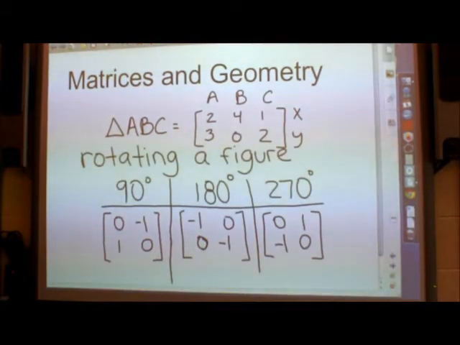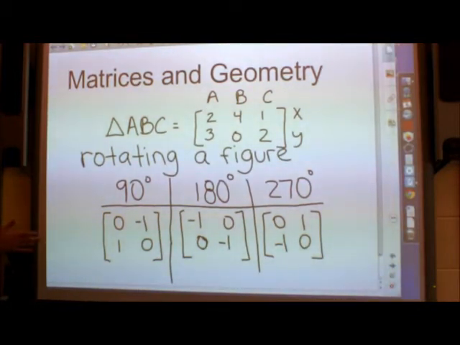Doing a rotation is very similar. You multiply the matrix with the coordinates by the matrix that corresponds with the degree of rotation you wish to turn it by. And here's a chart for that. Matrices are a great way to make geometry a little bit easier.